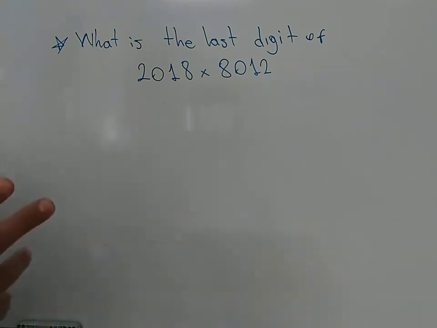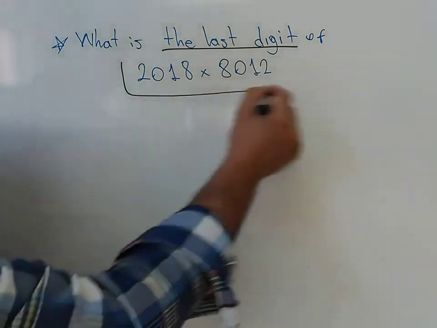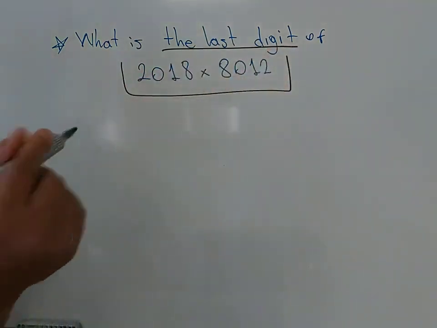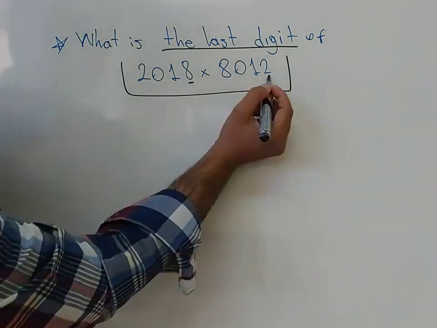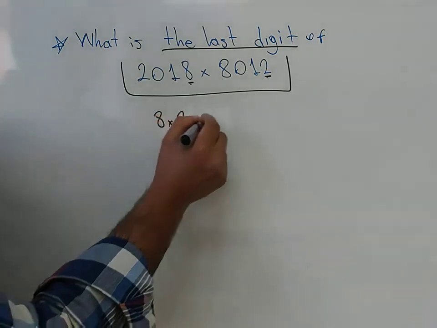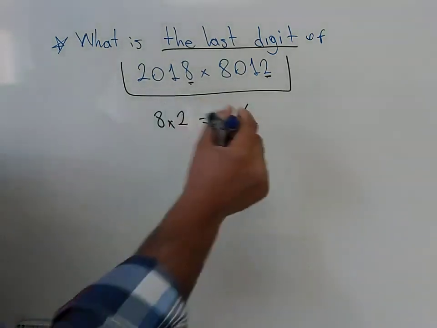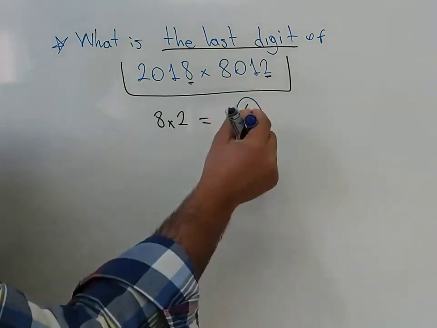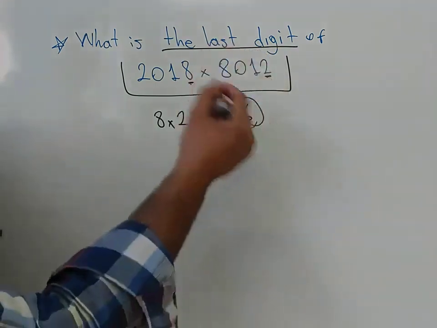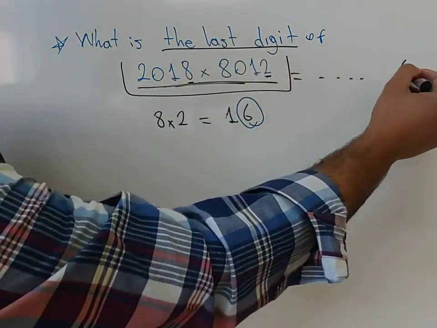When they ask you the last digit of any result, it doesn't matter what number you have there. What you need to do is just multiply the units digits of each other. 8 times 2 is 16, and as you see, the units digit of that number is 6. That means the last digit, which is the units digit of this expression, is going to be 6.